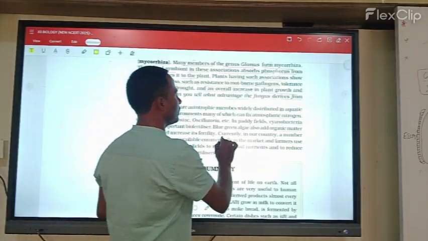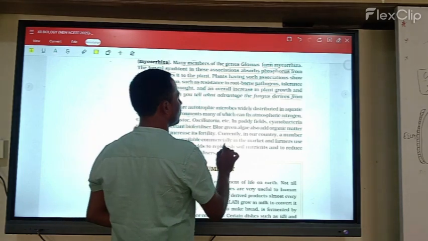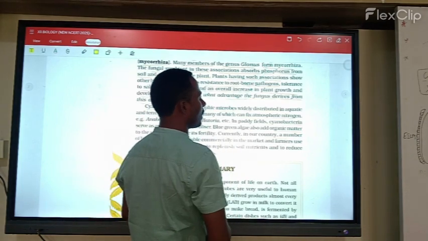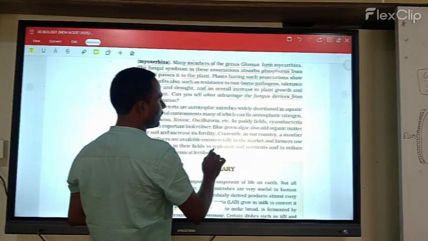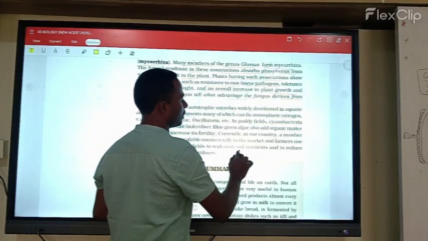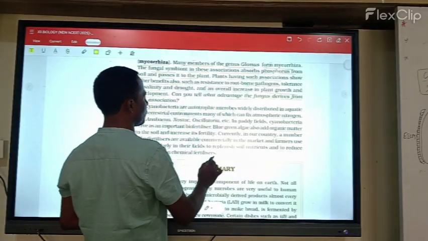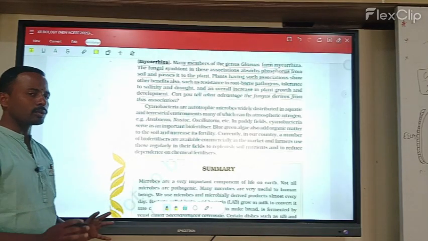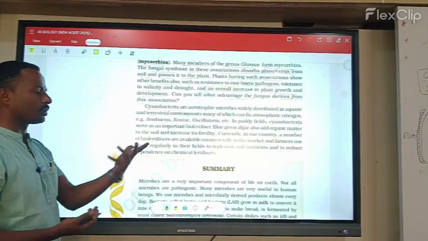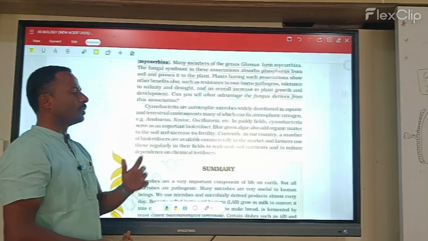Currently, in our country, a number of biofertilizers are commercially available in the market, and farmers regularly use them in their fields to replenish soil nutrients and to reduce dependence on chemical fertilizers. So when chemical fertilizers are reduced, the use of biofertilizers automatically increases. Okay, this is about biofertilizers.